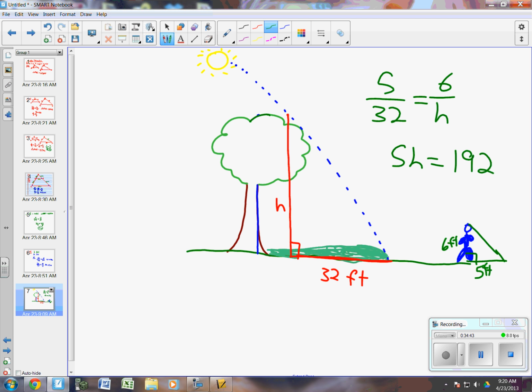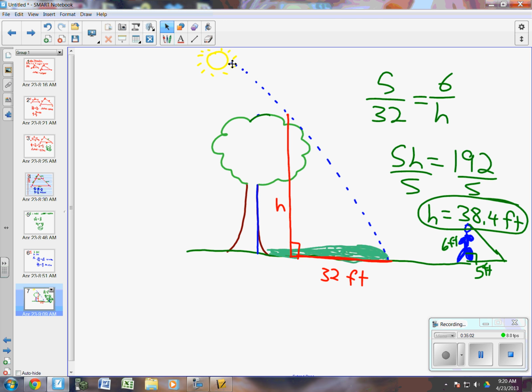192. Divide by 5, and we get h equals what? 192 point? 38.4 feet. So we can assume that that tree is approximately 38.4 feet. Any questions on that? That is what you guys are going to be doing on your next assignment, so I will give that to you now.